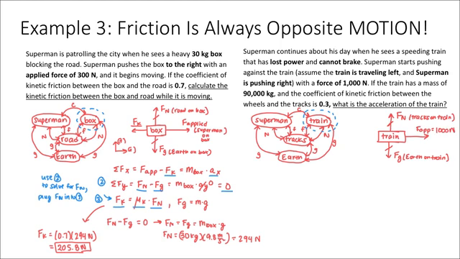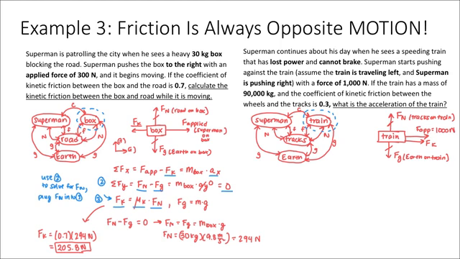Now, to draw the force for friction, I need to ask myself, which direction is the train moving in? The train is moving to the left. So if the train is moving to the left, I need to show the force of friction pointing opposite, or to the right. So in this case, we have two forces pointing to the right. Remember, friction always opposes motion, not the applied force.